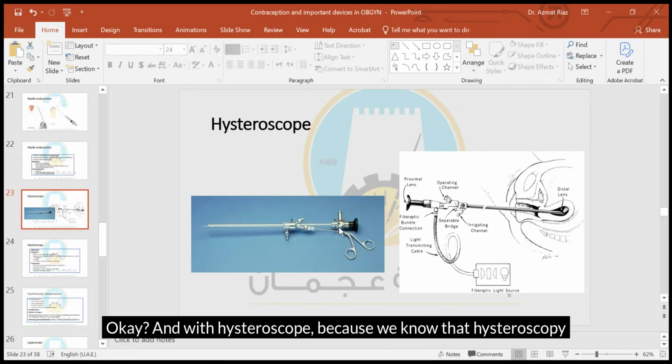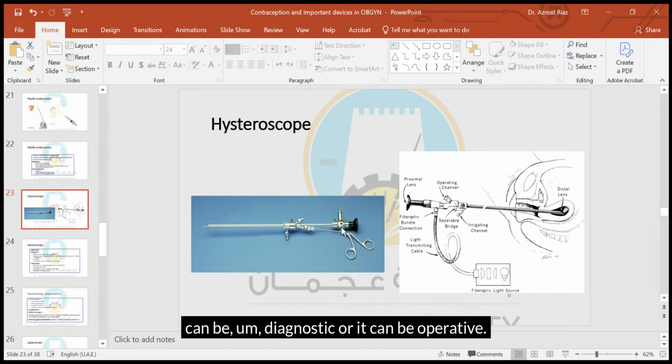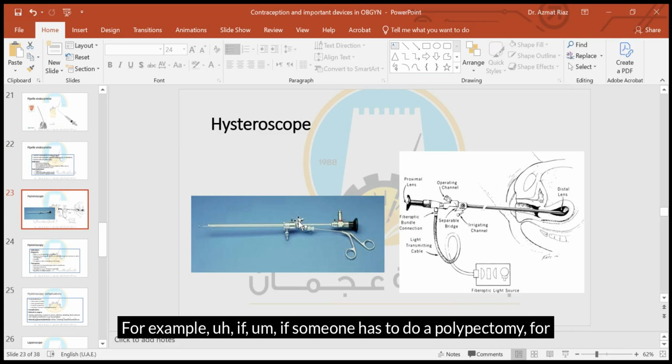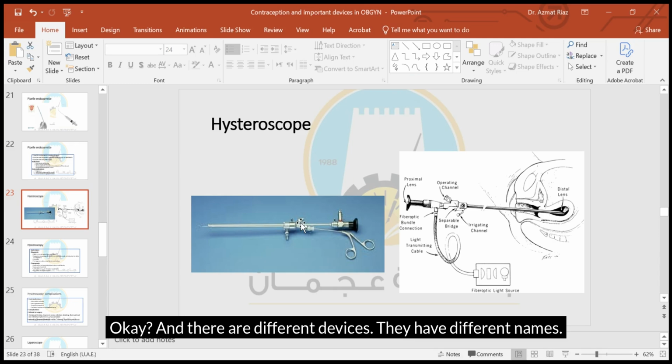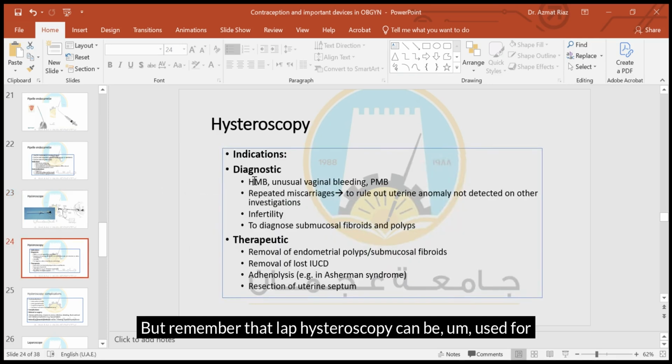Hysteroscopy can be diagnostic or operative, so other devices can be attached to the hysteroscope. For example, if someone has to do a polypectomy, another device can be attached, and there are different kinds. One of them is MyoSure, which can be attached to remove the polyp. There are different devices with different names, but remember that hysteroscopy can be used for diagnostic or therapeutic purposes.